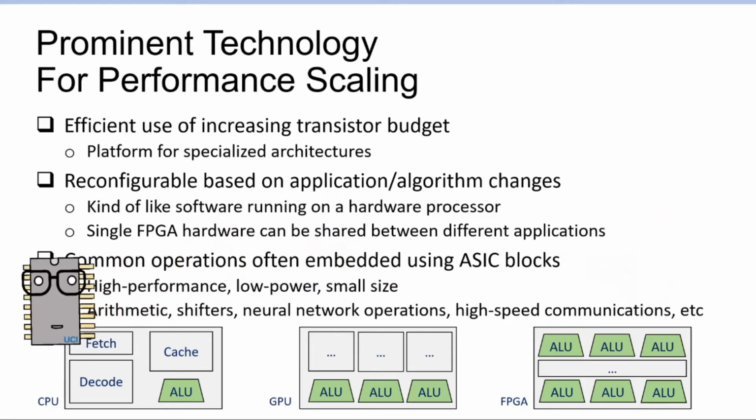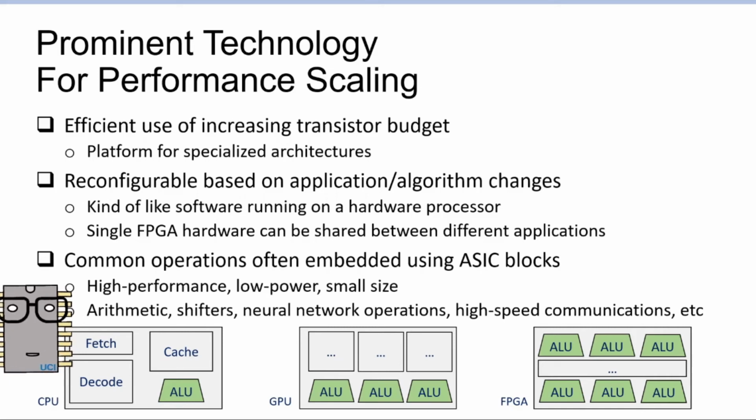Another benefit which FPGAs exploit to get performance and high efficiency is that common sub-operations, not high-level accelerators, are often embedded into the FPGAs using ASIC blocks, little blocks of custom designed operations. Because these things can give you high performance, low power, and small size. These ASIC blocks include examples like arithmetic units, ALUs, shifters, neural network operations, high-speed communication links, et cetera, so that you don't have to use the reconfigurable resources on the FPGA.